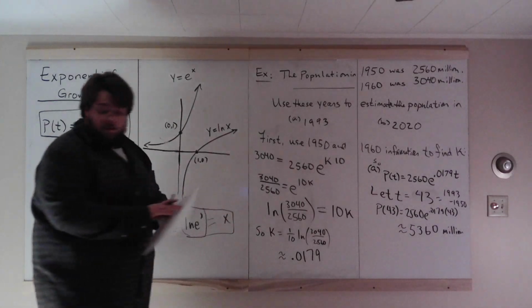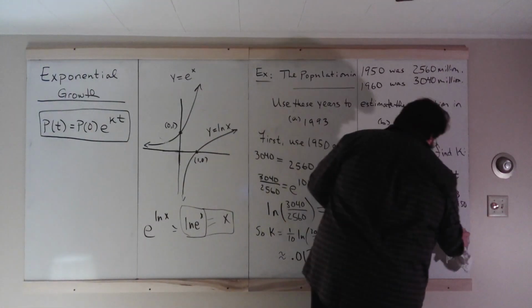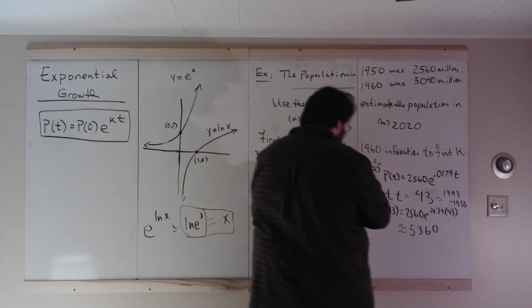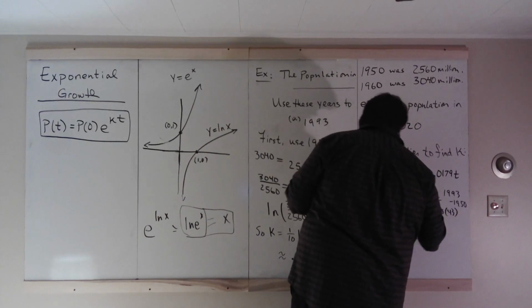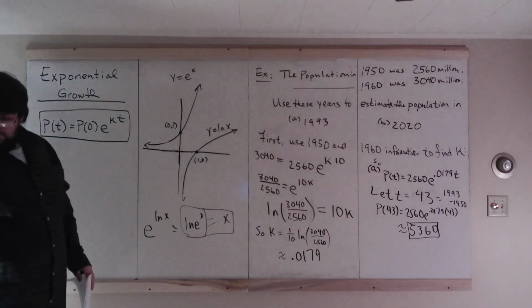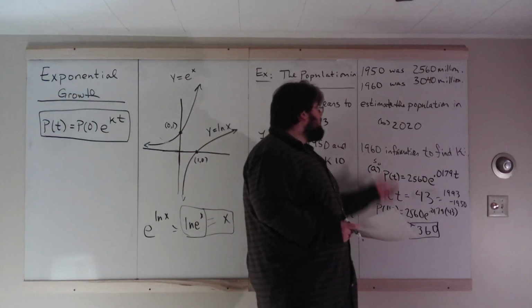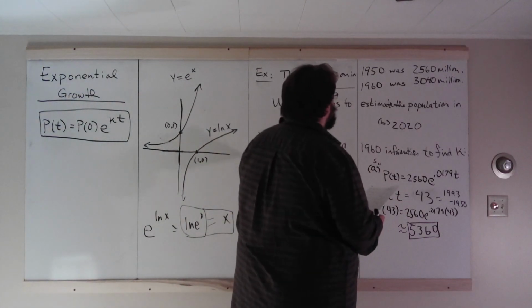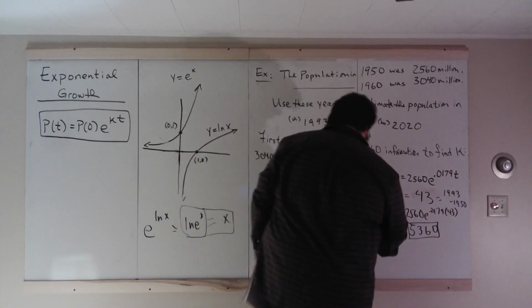Maybe I should write that. That approximately equal to is actually incorrect with that word million there, so I'll just leave it like that. That's not an important technicality. So after 43 years, the population grows to 5,360 million. And what about 2020?